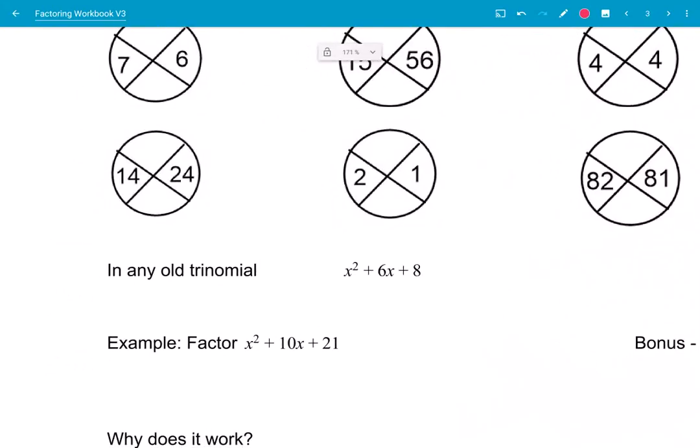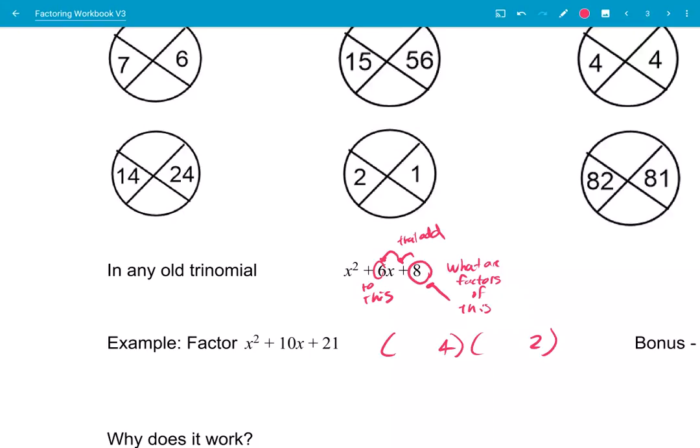Let's talk about any old trinomial. How do we factor? I always approach it like this, you guys. I circle the last number and I think to myself, what are factors of this that add to give me this? Factors of 8 that add to 6, well, that would be 4 and 2. These always go in the second half of our parentheses, and in the first half we have x's because everything's plus here. It's pretty simple.